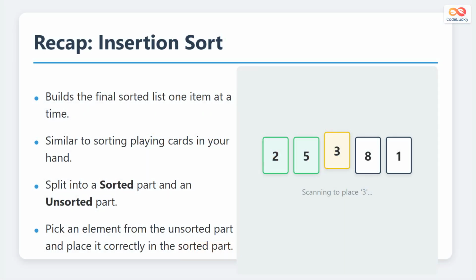First, let's briefly recall how insertion sort works. Imagine you are sorting playing cards in your hand. You pick up cards one by one and place them into their correct position among the cards you are already holding. The list is virtually split into a sorted part and an unsorted part. We repeatedly pick the next element from the unsorted side and insert it into the sorted side.